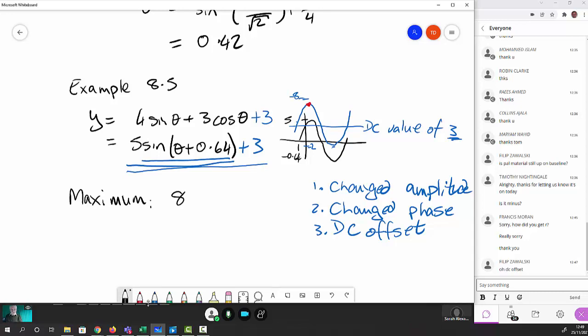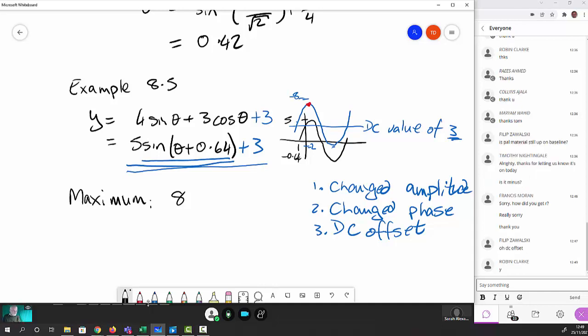Is that clear to everybody? The maximum value of a sine, yeah, thank you, Robin, is 1. So the maximum value of 5 times the sine is 5. So the maximum value of 5 times the sine plus 3 is going to be 8. So can anybody tell me what the minimum value is going to be?